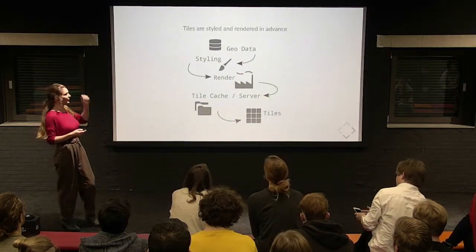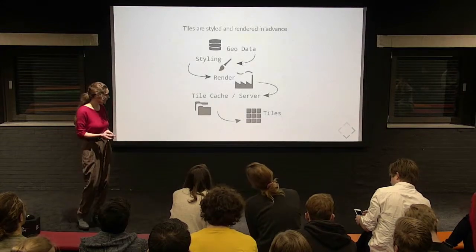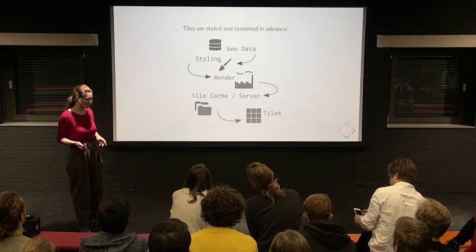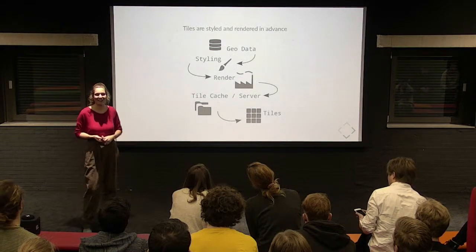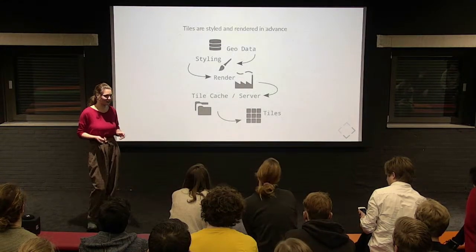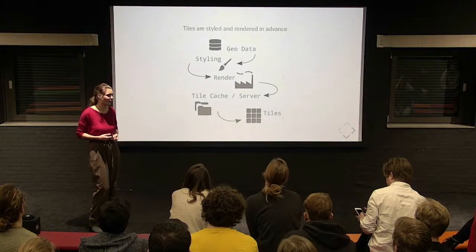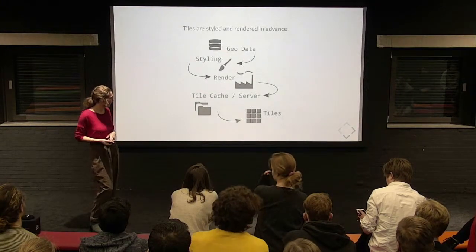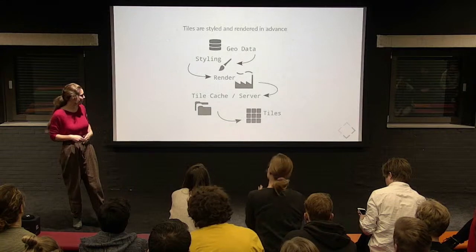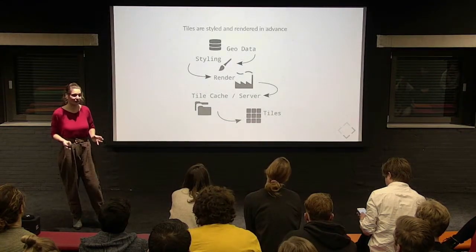So this is how it looks. You have your big bucket of geodata. Somebody decides the styling, for example me, and you render this. So you tell on every zoom level what kind of color and what the line width and the size is going to be. And you render this and you put that on a big cache on the server and you have your tiles.